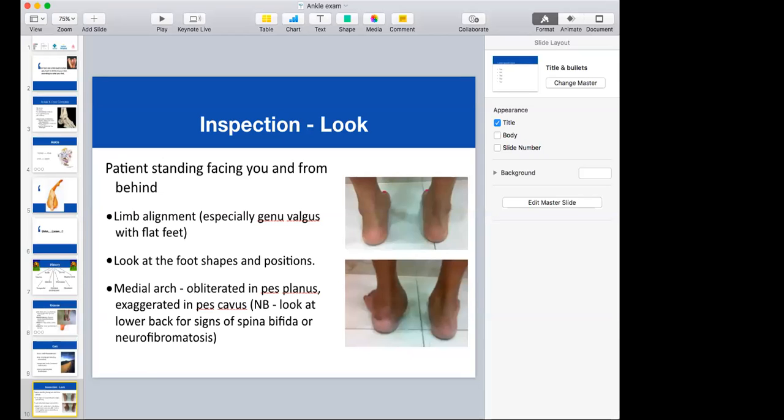Yeah, please. So as you continue on to inspection, check for limb alignment, especially the knees. Please share your screen, Abhishek. Share, please. Yeah, we can see it.